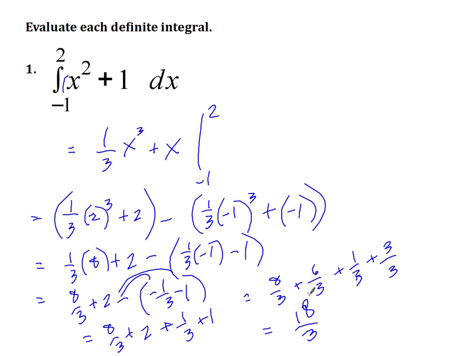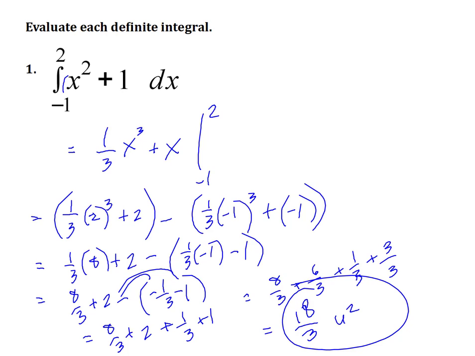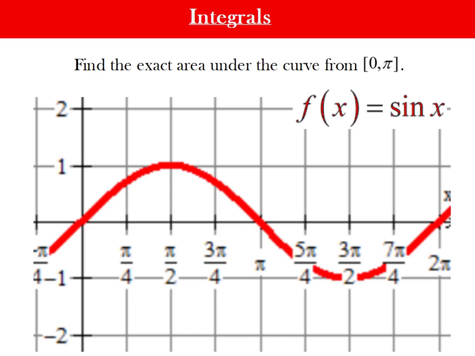That would be that integral right there. And if we're talking about the area under the curve, that'd be 18/3 units squared. That is the exact area under the curve from -1 to 2 right here. The exact area of that region, that figure right there, is 18/3 units squared.